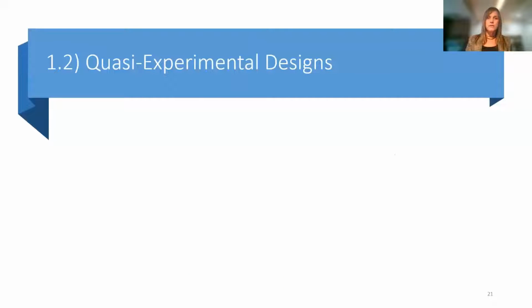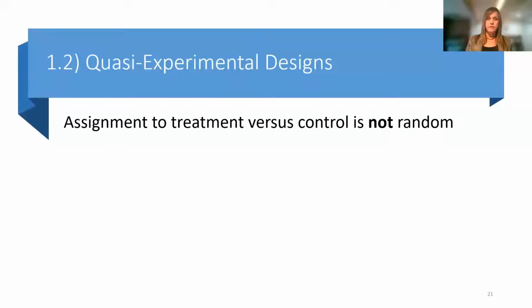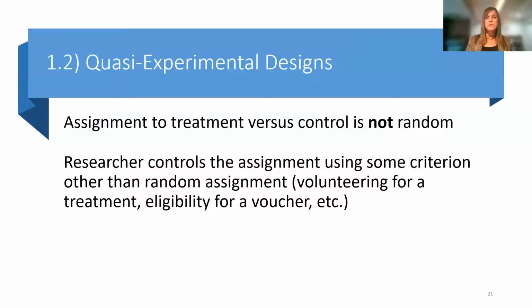Briefly, a quasi-experimental design is different. Assignment to treatment versus control is not random. You do have some who have the program and some who don't receive the program, but the researcher is the one determining how that assignment works. It could be that individuals are volunteering for the program and those who don't want the program are in the control group. Could be based on a voucher system. There are many ways the researcher can be the one dictating how individuals get assigned to the program or not.